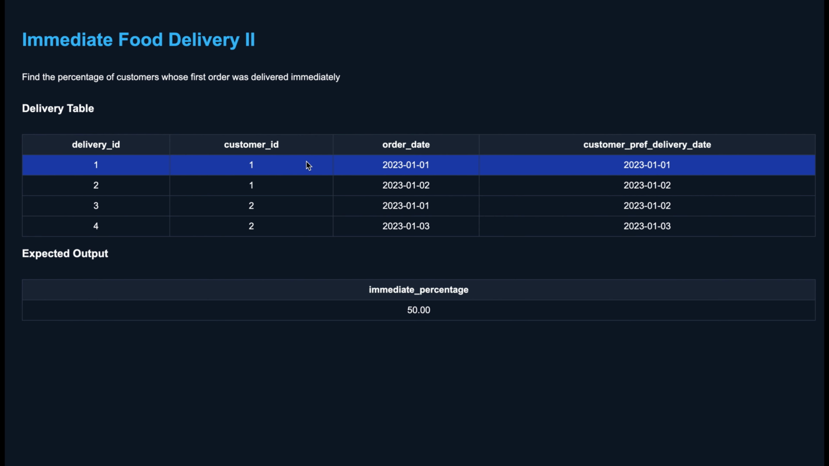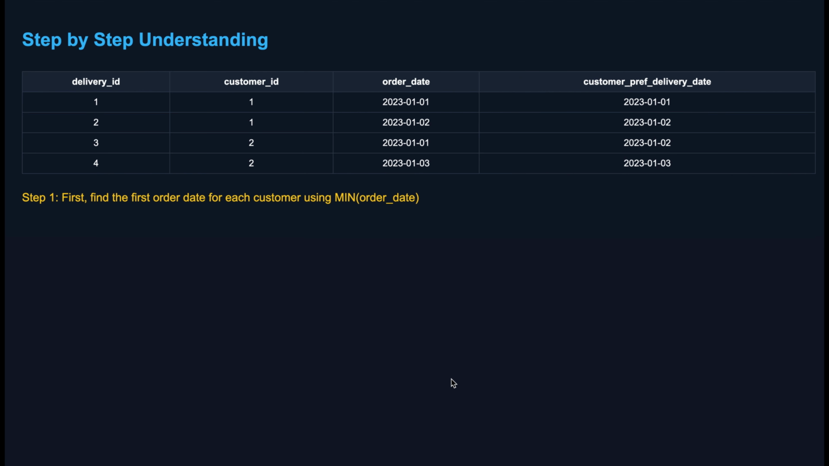Customer 1 here has two orders. The first order is on January 1 and the preferred delivery date is also January 1. So this is an immediate order. Customer 2 also has two orders. The first order is January 1, but the preferred delivery date is January 2. So this is not immediate. So out of two customers, only one had an immediate first order, right? So the answer is 50%, right? Now let's see how to solve this problem step by step.